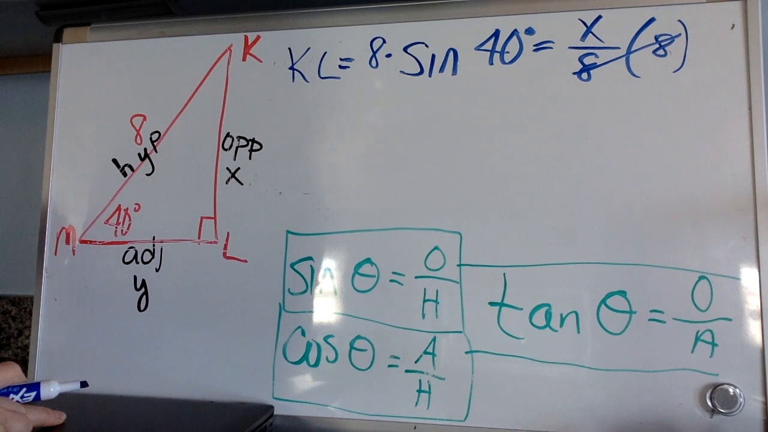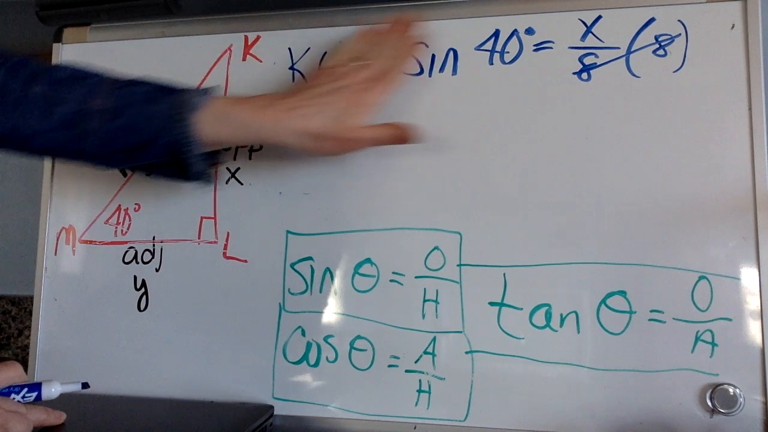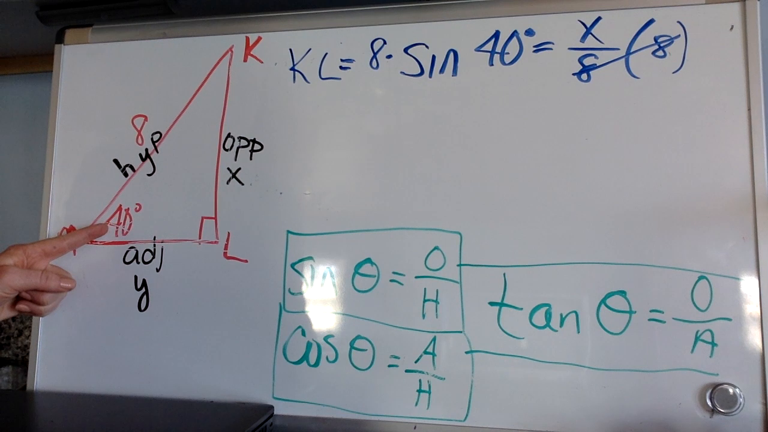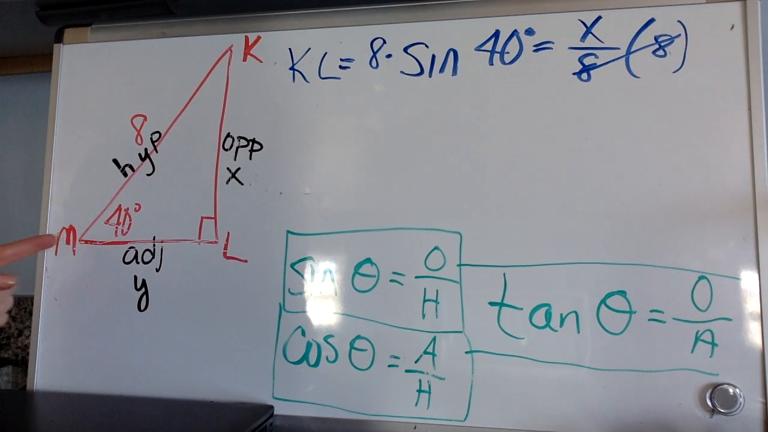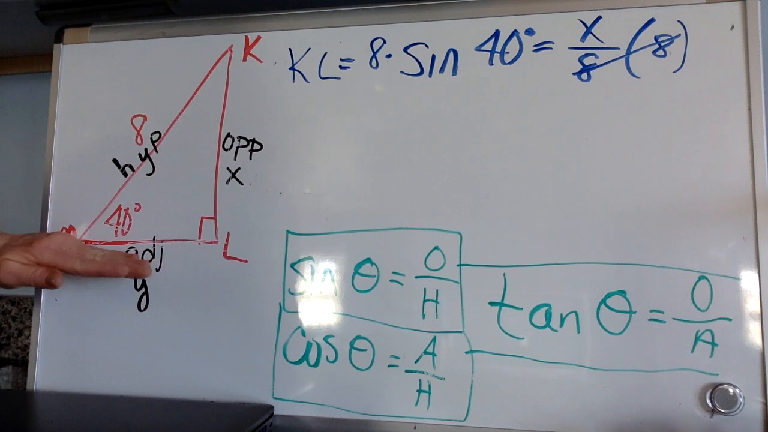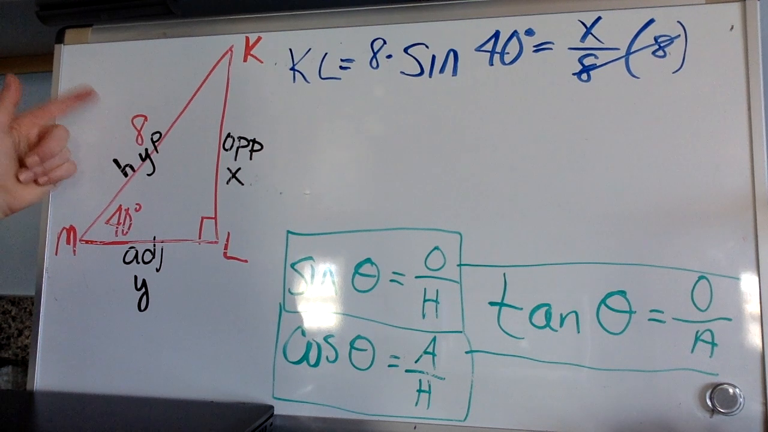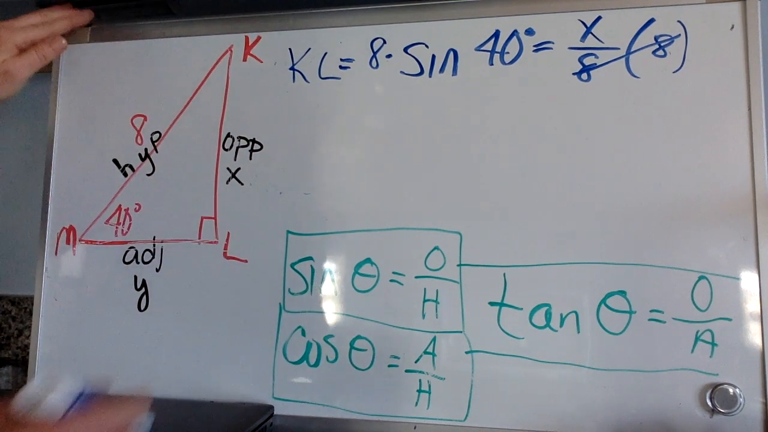Now, suppose I decided I wanted to find ML first. Suppose I didn't do this and I said, you know what, I'm going to find ML first. Well, if I want to find ML first, in reference to the 40-degree angle, that is the adjacent leg. So I need a ratio that relates the adjacent leg to the length of the hypotenuse, because that's what I already know. So I'm going to be forced to use the cosine ratio.